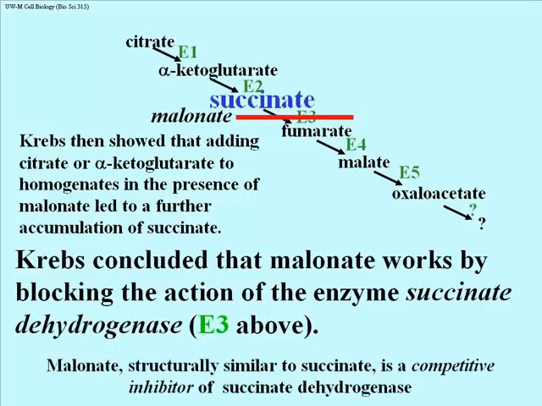Malonate is structurally similar to succinate, and so is a competitive inhibitor of the enzyme succinate dehydrogenase, and you can check that out in your textbook if you like.